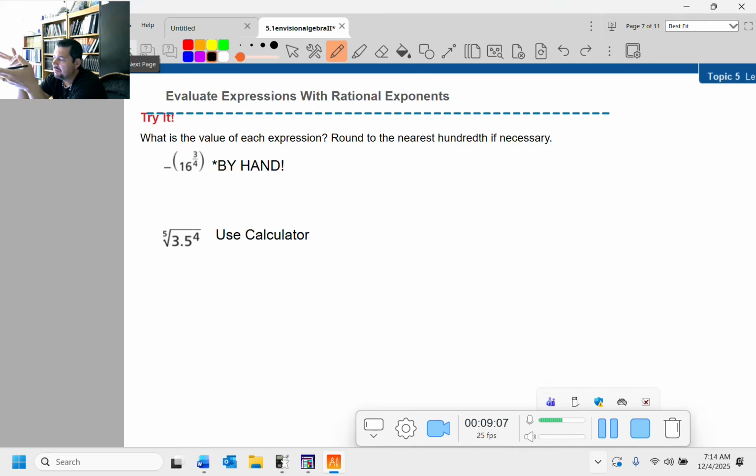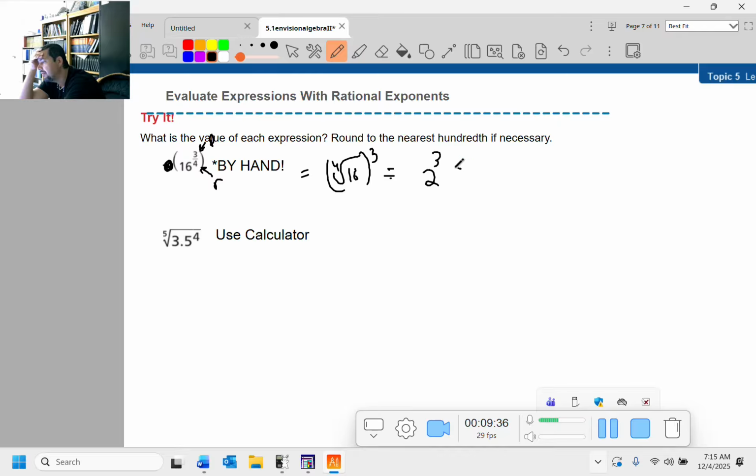All right, now the first one here is by hand. What is the value of each expression? Round to the nearest hundredth if necessary. The reason this one is by hand, I'm not sure why the negative's there. Let's just pretend there is no negative there. It's 16 to the 3/4. So let's think about this being the power and this being the root. They're asking you to take the fourth root of 16 and then cube that. The fourth root of 16 is 2. You still have the 3 to worry about. 2 cubed is 8. Easy peasy.